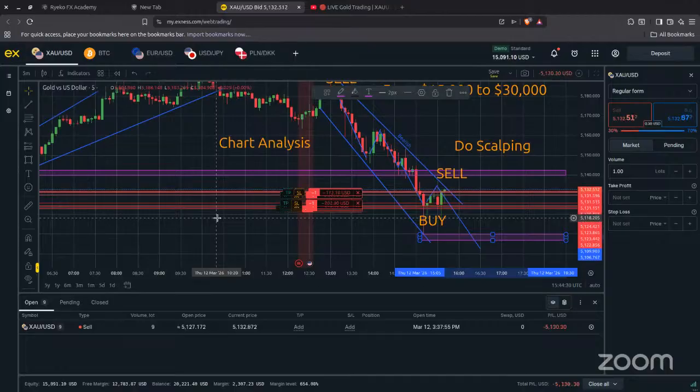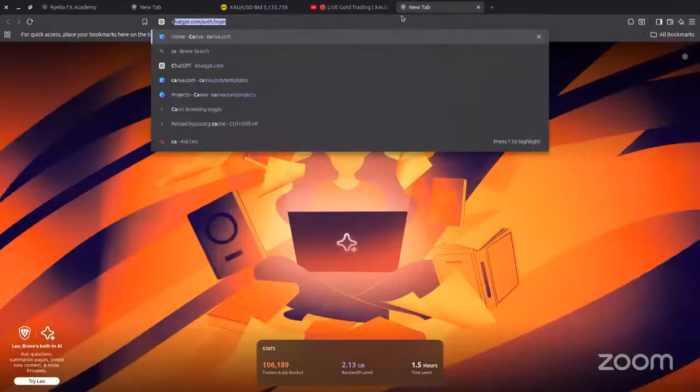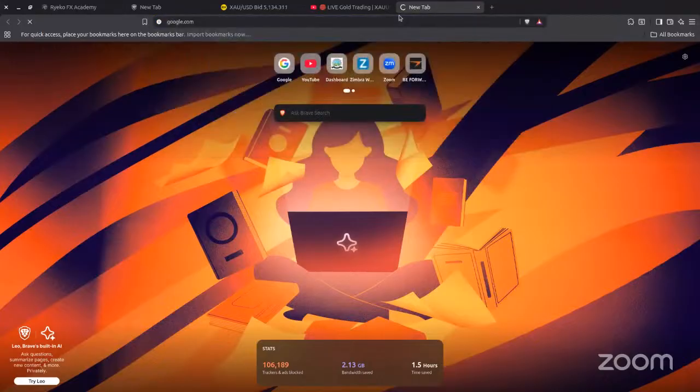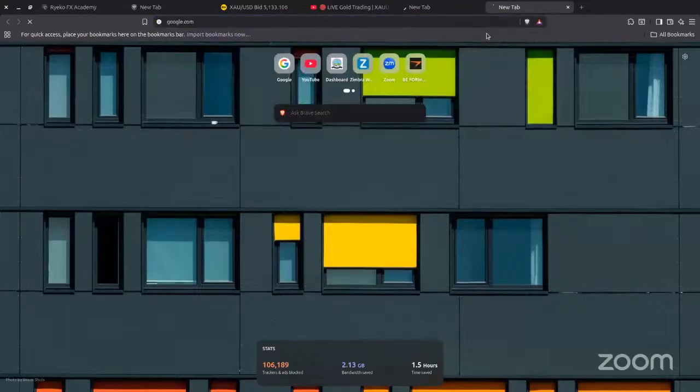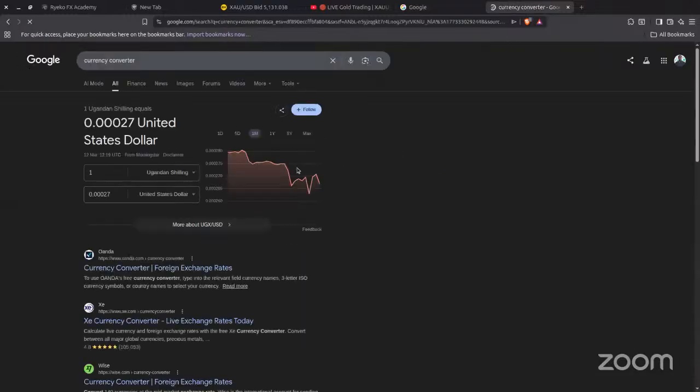And also another thing you should know, look at Google. So every time you take a trade, there's this quick one, which loads much faster. There's something I want to show you. So this is very important. Whenever you're trading, this is very important.